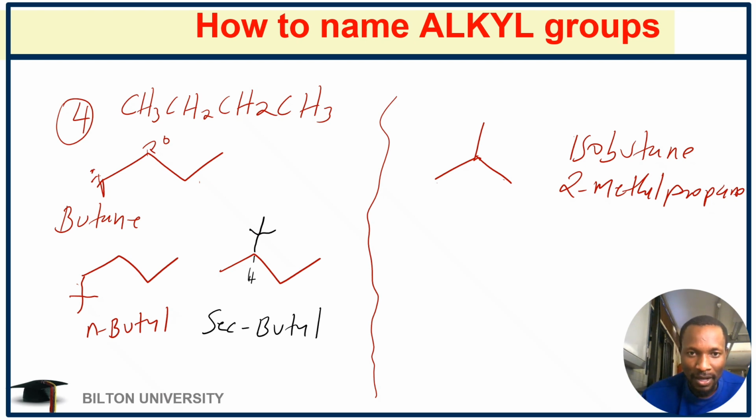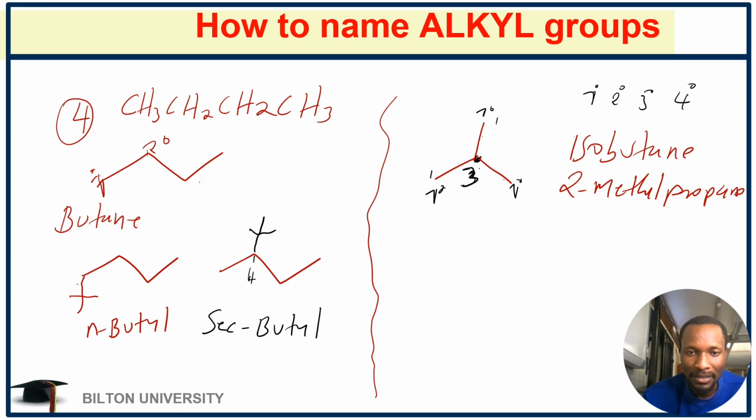In isobutane, we have one primary carbon here, another primary carbon here, and another primary carbon here. So all these carbons are primary carbons. But if you look at this second carbon here, it is a tertiary carbon because it has been bonded to 3 different groups. Remember, we have primary, secondary, tertiary, and quaternary.